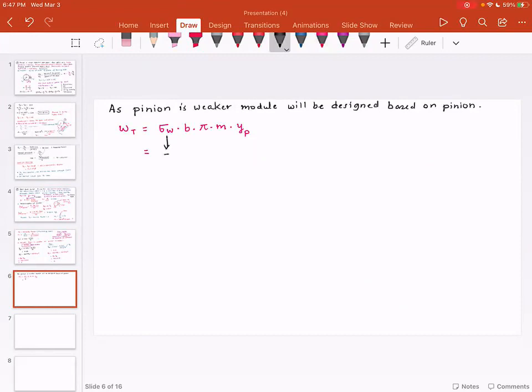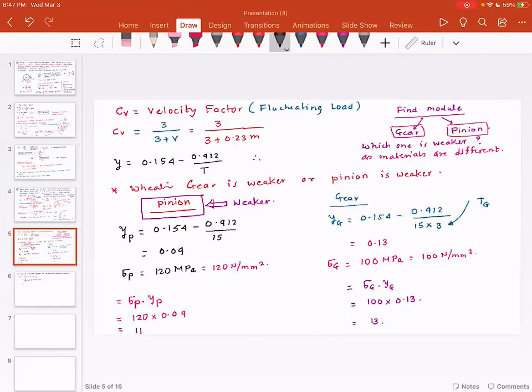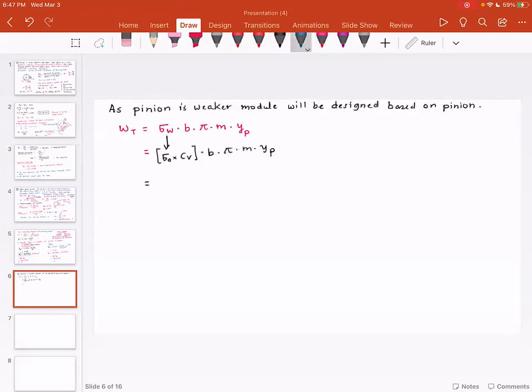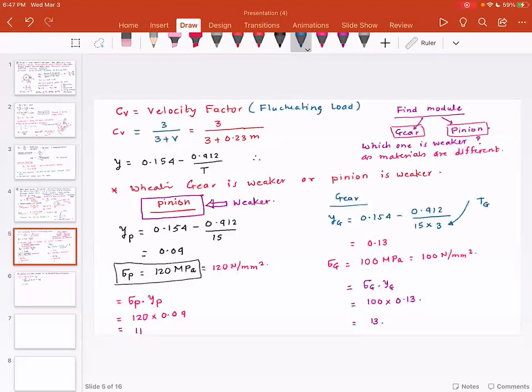I need to write this down. I'll do this for the first exercise. Sigma O multiplied by the velocity factor, B pi m yp. Now sigma O for pinion, please note sigma O for pinion is 120 megapascal. So this is 120 multiplied by the velocity factor. We already found out 3 divided by 3 plus 0.23 m. So this is the velocity factor.